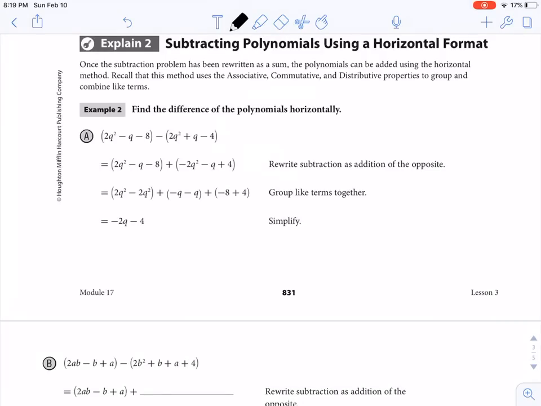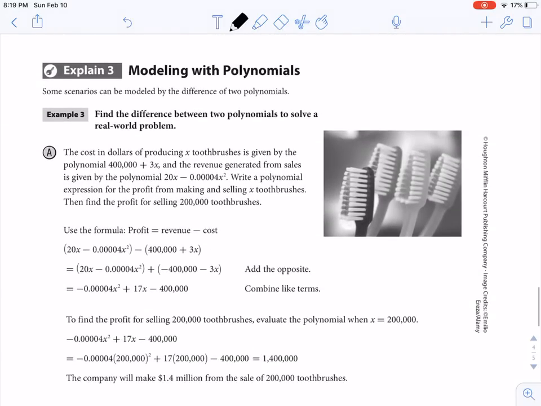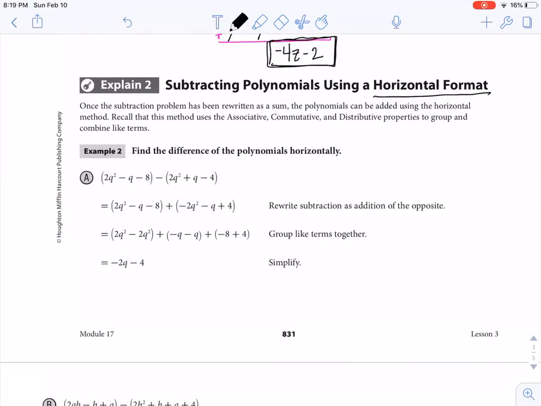So we're going to continue on with 17.3. We're just going to be looking at explain 2, which is subtracting polynomials using a horizontal format. So we are going to be on page 831, and we will go into page 832. And so let's go ahead and take a look at example 2. I just want you guys to just watch here as we go through this.